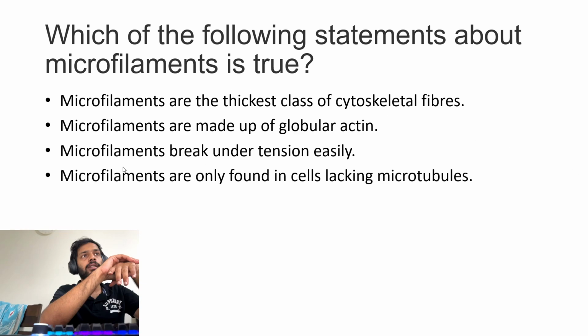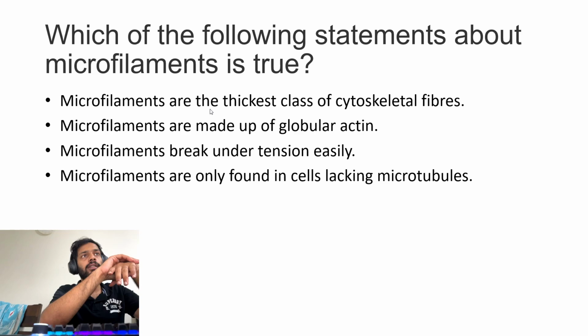So is it true that microfilaments are only found in cells lacking microtubules? Cells usually contain both microfilaments and microtubules, right? So that's an incorrect option. Microfilaments break under tension easily, which is not true. In fact, they're quite strong. They are basically polymerized actin that has been stacking on top of each other and forming this very robust microfilament. So they do not break very easily under tension.